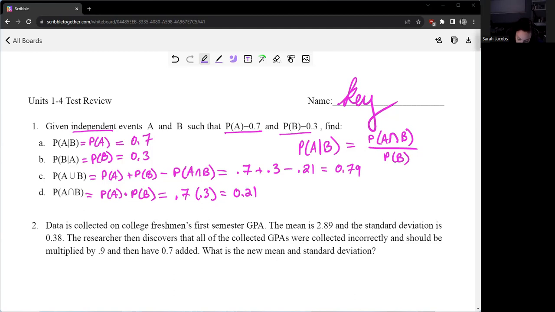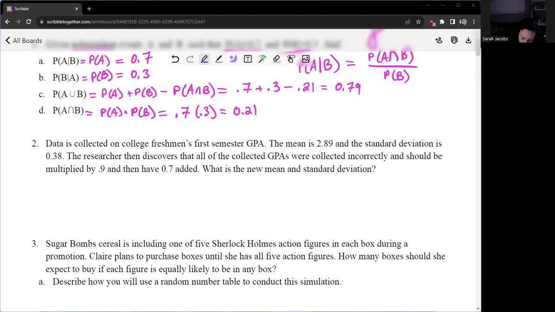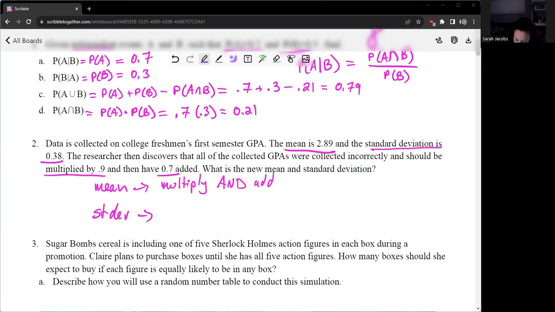Okay, so next up. Number 2, data is collected on college freshmen's first semester GPA. The mean is 2.89, and the standard deviation is 0.38. The researcher then discovers that all of the collected GPAs were collected incorrectly and should be multiplied by 0.9 and have 0.7 added. Okay, multiply by 0.9 and have 0.7 added. So for the mean, we're going to multiply and add. For the standard deviation, like normal, we only multiply.